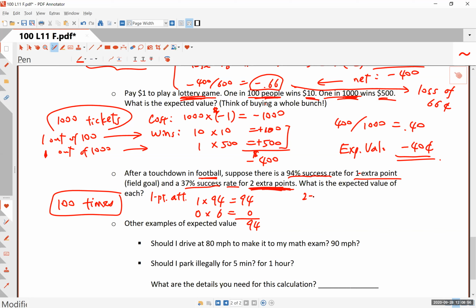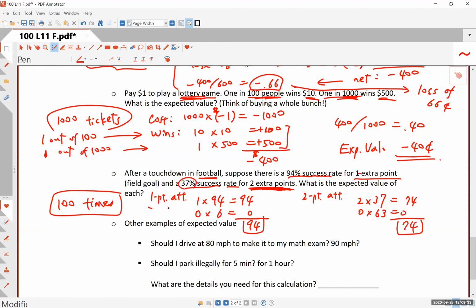Now, if you try to go for 2 points, and some people do, sometimes it's important if you want to win by that 1 extra point or whatever, as opposed to tying the game. Then you get 2 points, but this only happens 37 times out of 100, okay? And the other 63 times, you fail and get no points. So this will be 74, and so the expected value is 74 out of 100 attempts.